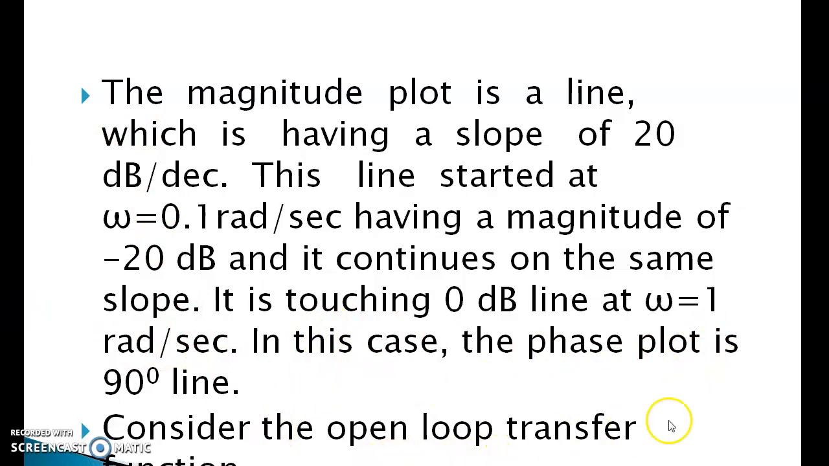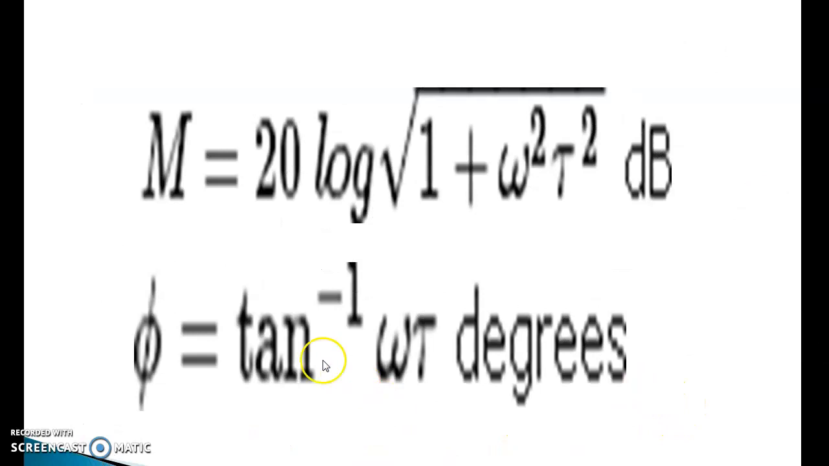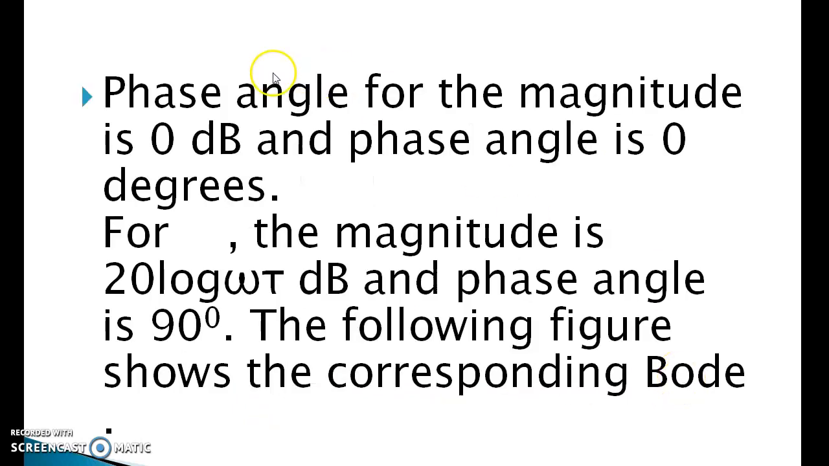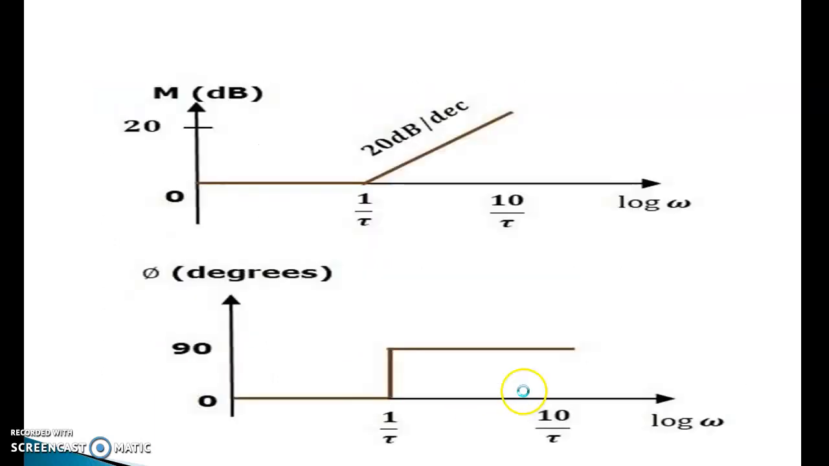Consider the open loop transfer function G(s)H(s) is equal to 1 plus s tau. M is equal to 20 log square root of 1 plus omega square tau square decibel. Phi is equal to tan inverse of omega tau degrees. For omega tau much less than 1, the magnitude is 0 decibel and the phase angle is 0 degree. For omega tau much greater than 1, the magnitude is 20 log omega tau decibel and the phase angle is 90 degrees. The following figure shows the corresponding Bode plot.